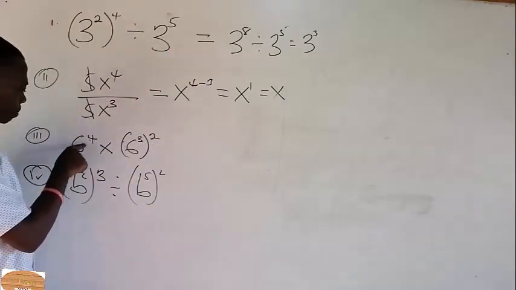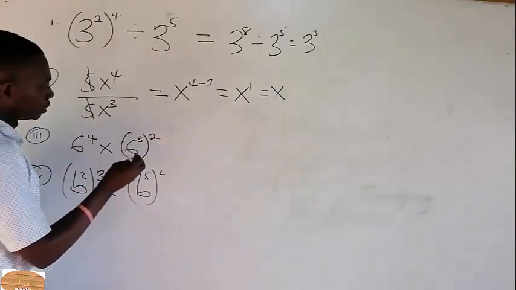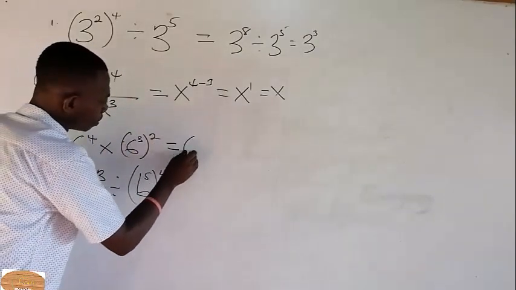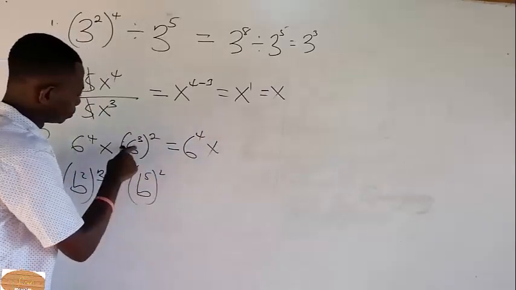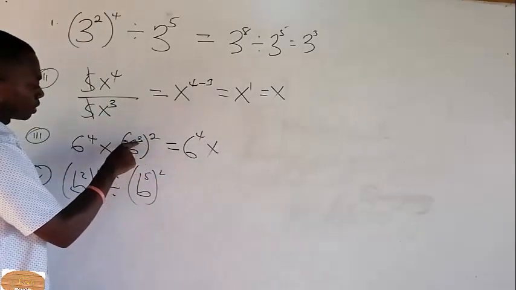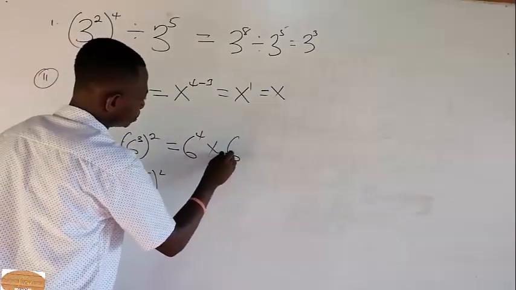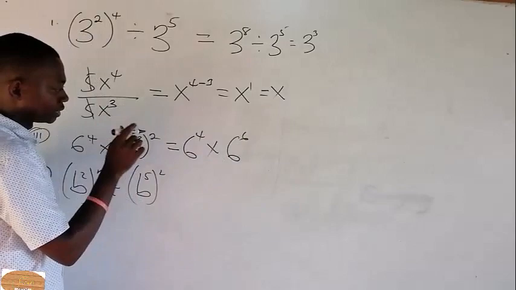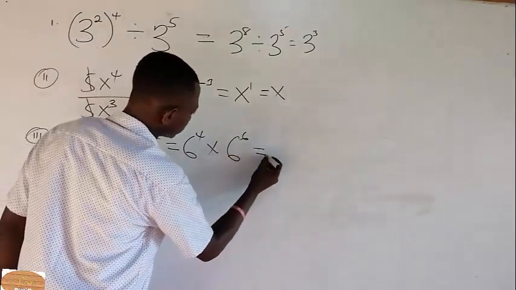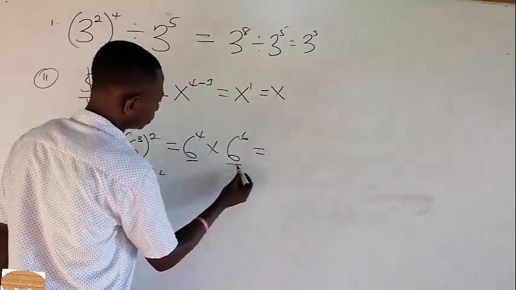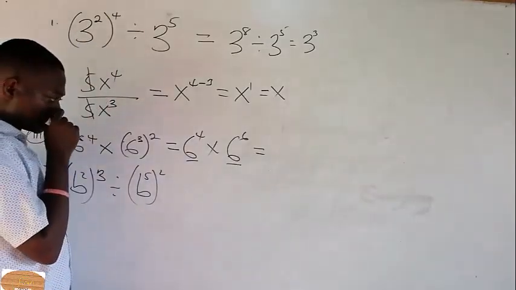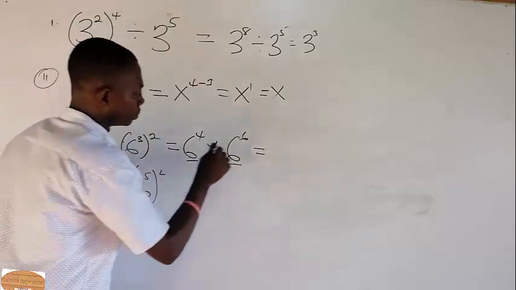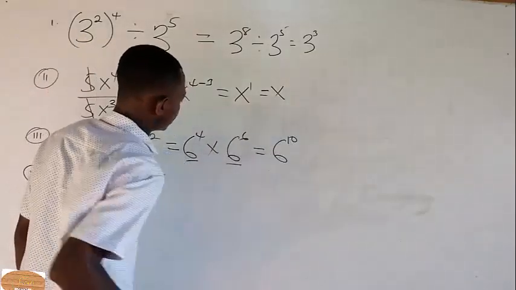So I have 6 to the power 4 times this one. So 6 to the power 4 times, this one is the third law, 3 times 2, so 6 to the power 6. So this one is multiplication. And the law says through the multiplication we add the exponents. Now the law only holds if the bases are the same. Don't forget that one. Alright. So I have 6 to the power 10.